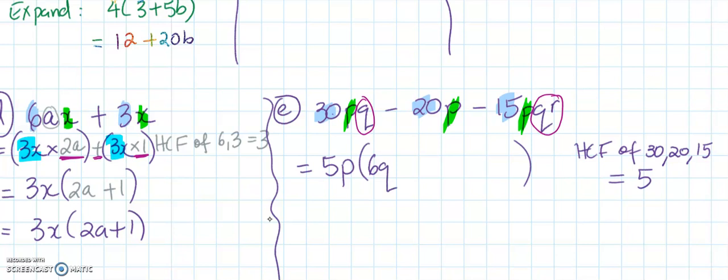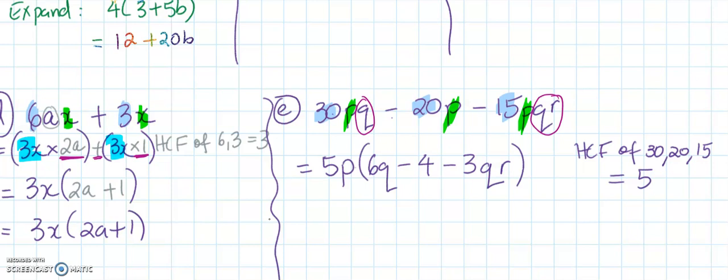Let's look at the second term. Okay, negative 20 divided by 5 is negative 4. Or you bring down the minus and do 20 divided by 5, which is 4. Okay, P is already there, so nothing to do with the P. Let's look at our last term. That's a takeaway. Takeaway, 15 divided by 5 is a 3. P is already there. What's remaining is Q and R. So therefore, our final answer to factorize that becomes 5P into 6Q minus 4 minus 3QR.